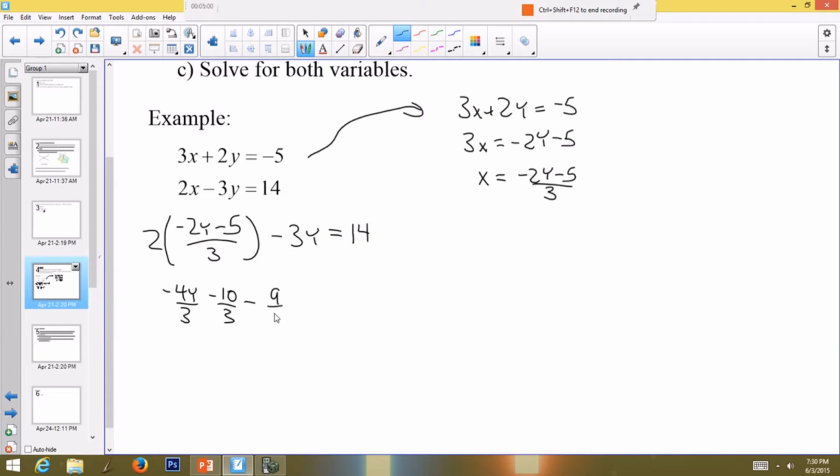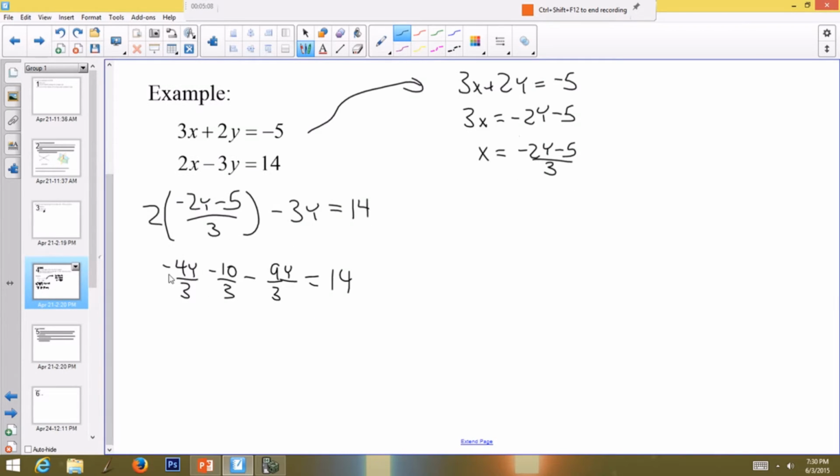So I'm going to go 9/3, and I'll just leave the y on top. That way it matches with that one. And then I have 14. All right, so combine my like terms. Negative 4/3 y and negative 9/3 y is going to be negative 13/3 y. So negative 4/3 y minus 9/3 y gives me negative 13/3 y. I still have my negative 10/3.